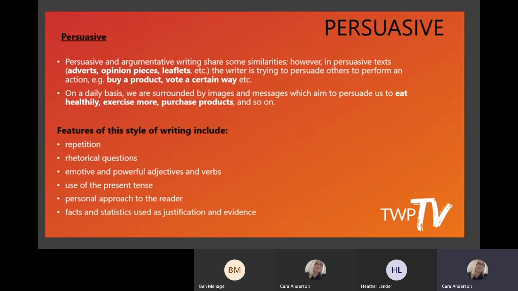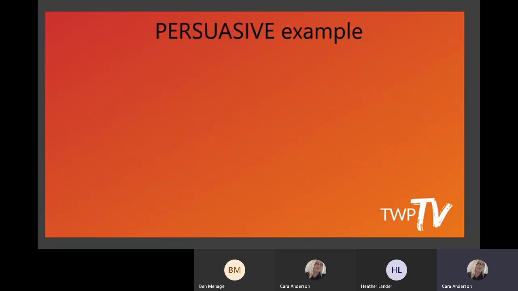And facts and statistics, because again, if someone's trying to advertise a car to me, if there's no facts about that car, I don't know what mileage it's done, or how much the tax is, or how old it is, am I going to want to go and look at that car just by seeing a picture? Probably not. So facts and statistics are really good to justify what it is that they're trying to sell and persuade you to go and buy.